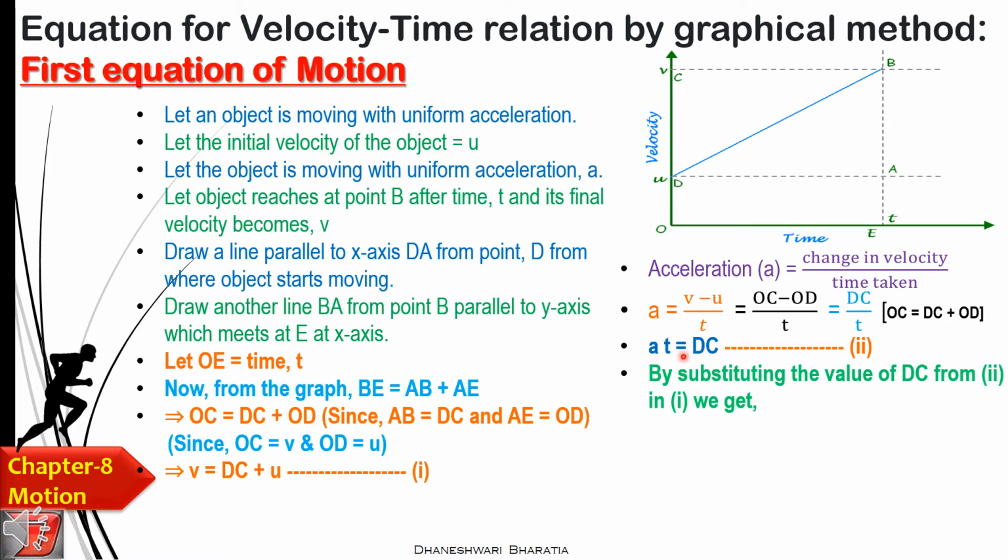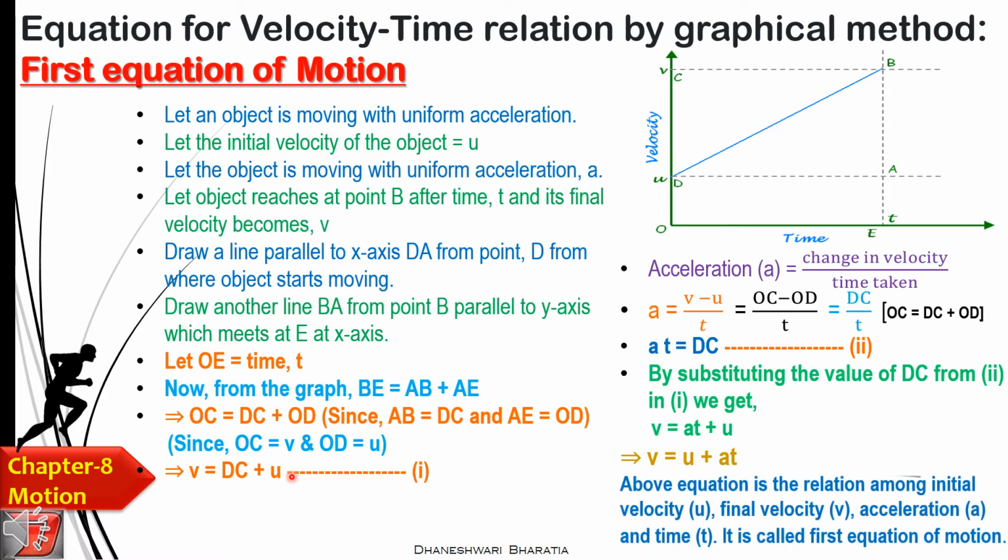Now by substituting the value of DC from the second equation in the first, this AT that we have got is DC. We have to substitute this DC here. So what will we get? V is equal to AT plus U, isn't it? And this will be our first equation of motion, that is V is equal to U plus AT.